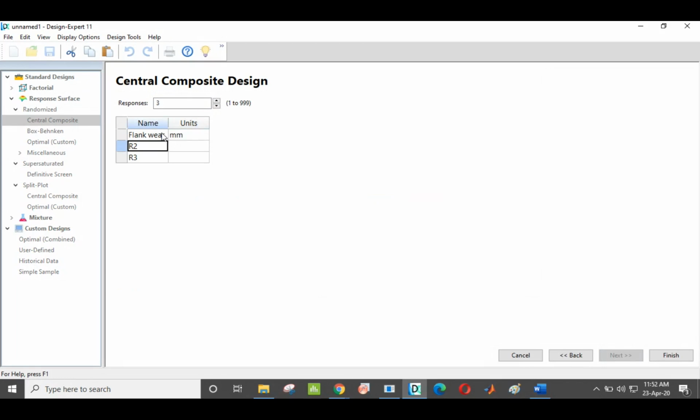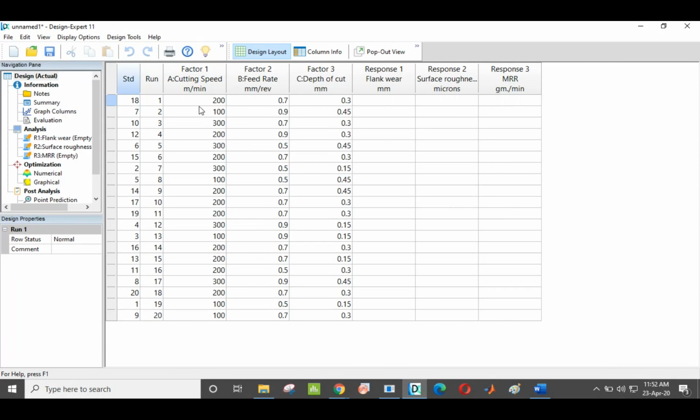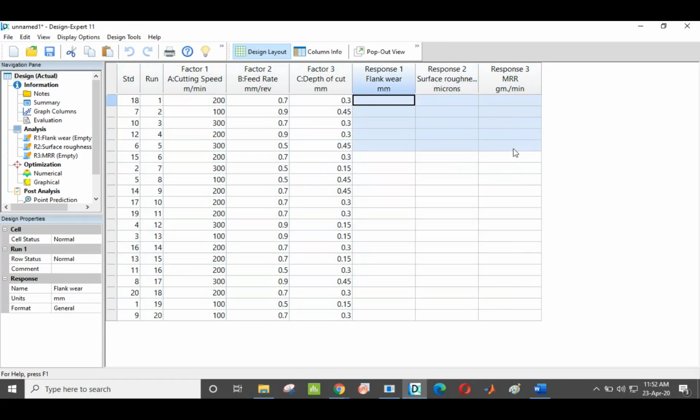Tool wear in millimeter per minute, surface roughness in microns, and the MRR in gram per minute. Finish. So this is my design. For this, I have to perform the experiment and record the values here, and then we can analyze as we have done in the Box-Behnken design. Okay, this is one.